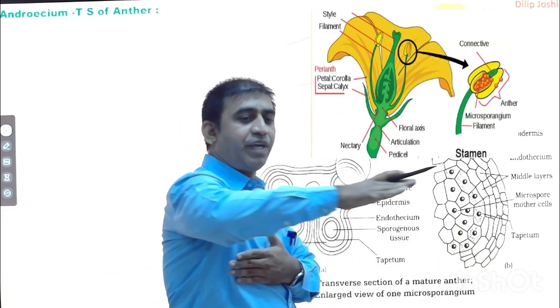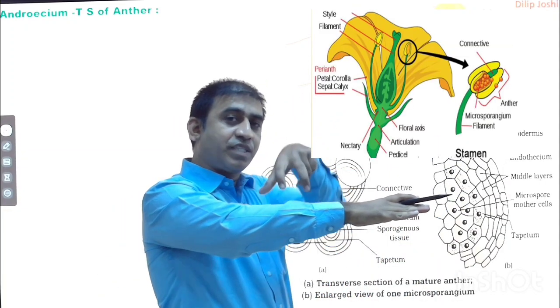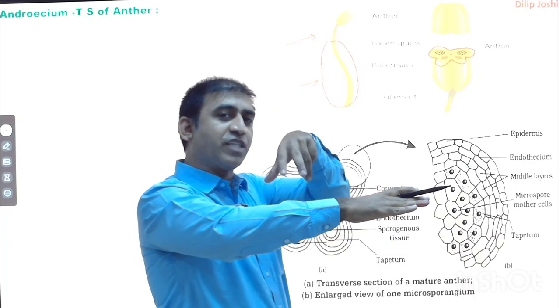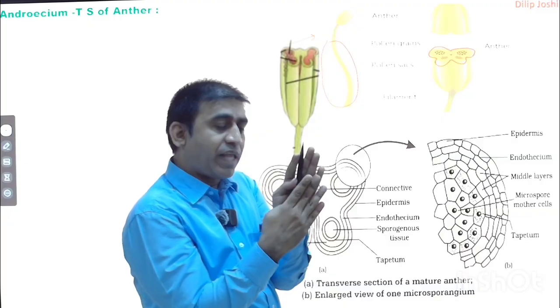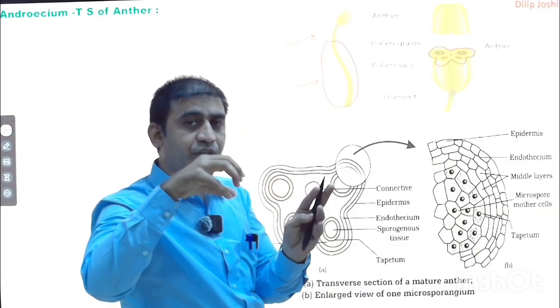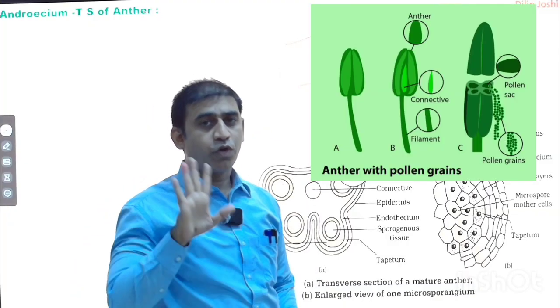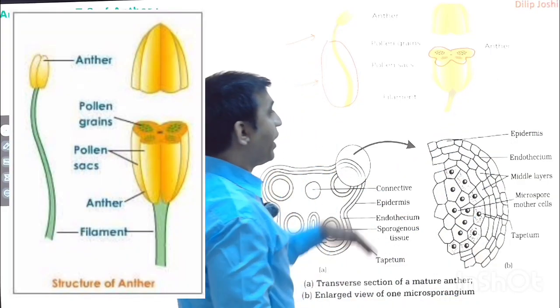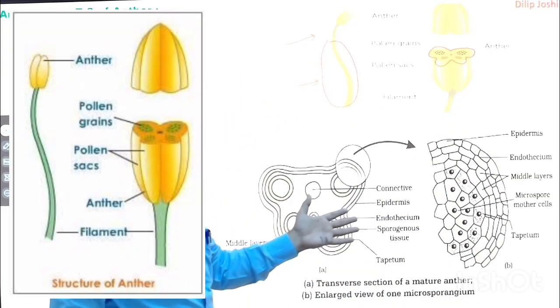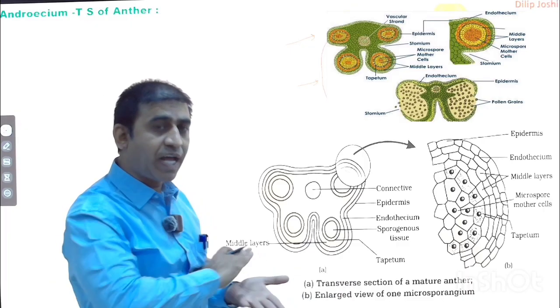Like if we see a vehicle in a horizontal way, we can see only two tires, but actually it has two tires on either side. Like that, in a dithecous anther after taking a transverse section, we can see the four locules, that is tetralocular. And after taking the transverse section, we can see this part.